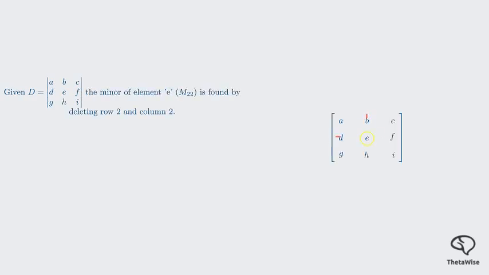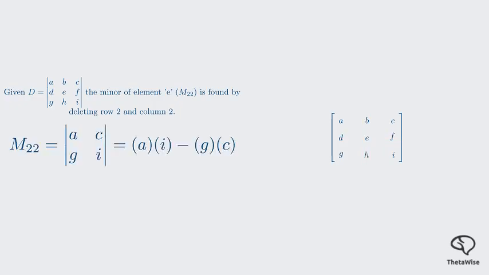Let's make this visual. Suppose we have a 3x3 determinant D with elements A through I. If we want to find the minor of element E, which is in the second row and second column, we would physically remove or ignore the entire second row and the entire second column. What's left is a 2x2 determinant, consisting of the elements A, C, G, and I. The minor of E is the value of this smaller 2x2 determinant. To calculate it, we multiply the diagonal elements and subtract. So the minor of E is A times I minus G times C.